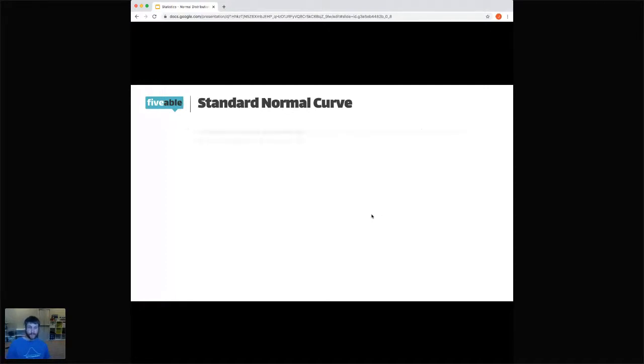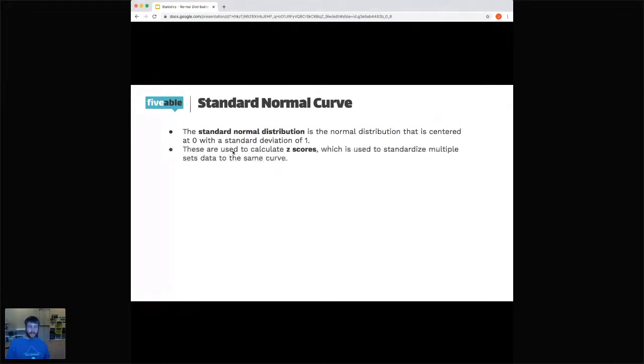That is exactly right. So when the curve is centered at 0 and it has a standard deviation of 1, that is the standard normal distribution, or the standard normal curve. Okay. And these are used to calculate z-scores, which are very important because basically you can take multiple sets of data, something that's maybe about the ACT and something that's about the SAT, two scores, and you can standardize them to the same curve and see which one was better in comparison to the rest of everything.